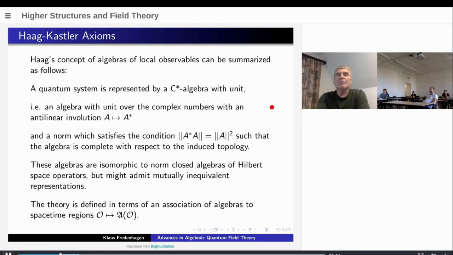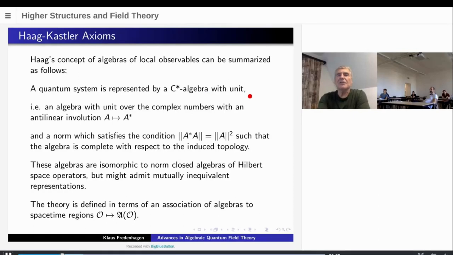Now, the concept can be made precise in the so-called Haag-Kastler axioms. And what is this concept? So we have a quantum system. The quantum system is here represented by a C-star algebra with unit.